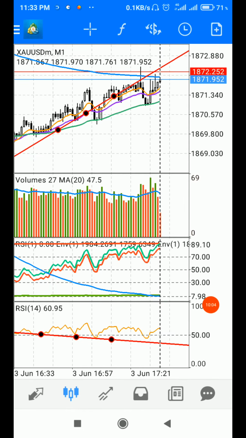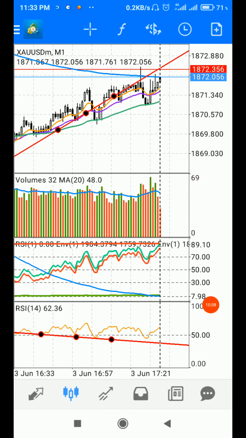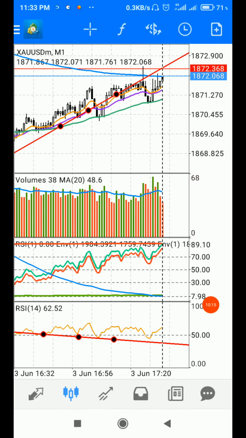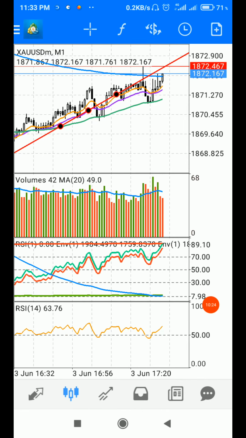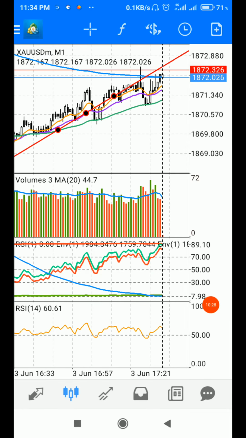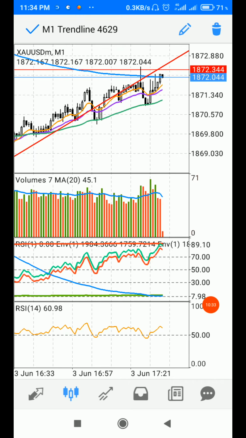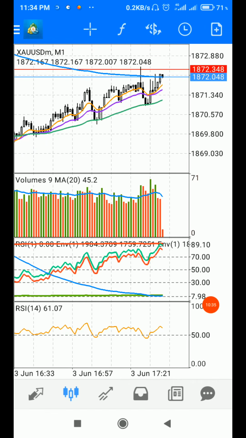So divergence and hidden divergence are two different things. Whenever you see hidden divergence, that means price will go with the trend, and divergence means price will go against the trend. I think you are clear. So let me explain again.